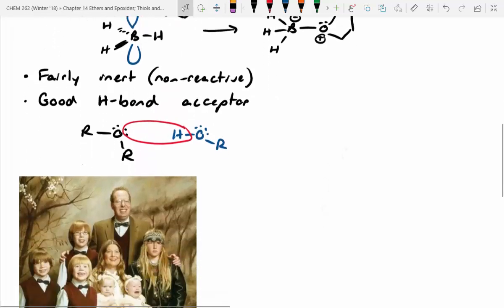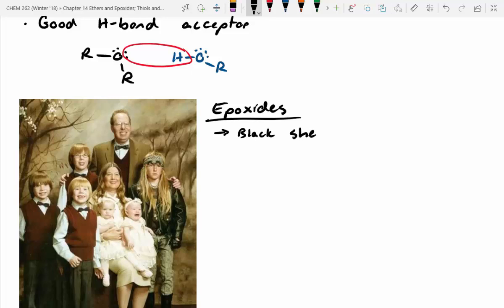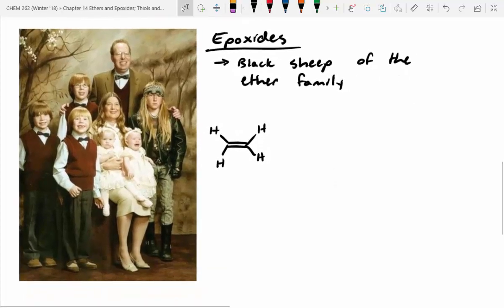Yeah. All right. That leads me to the next one. I really like this graphic. This gets into a unique type of ethers called epoxides. And what a lot of people call these is the black sheep of the ether family. So you can see this kid clearly doesn't fit in with his family, doesn't look super happy. And so let's take a look at generic epoxides, and we'll try to understand why they're the black sheep of the ether family.